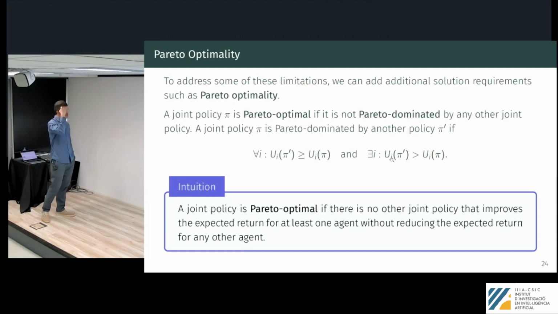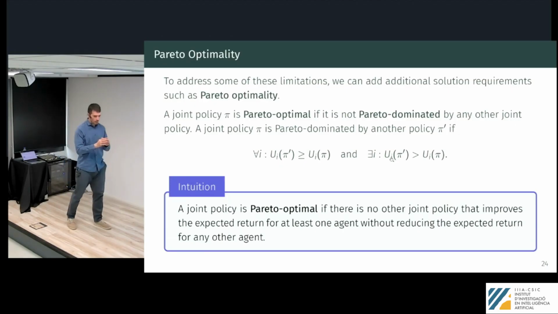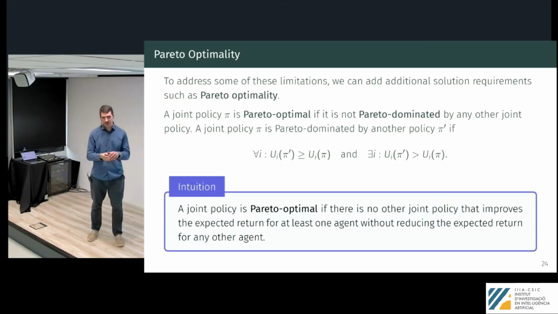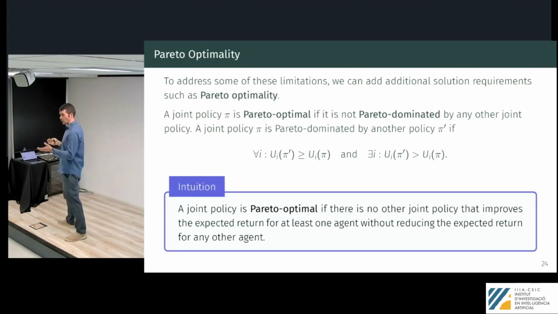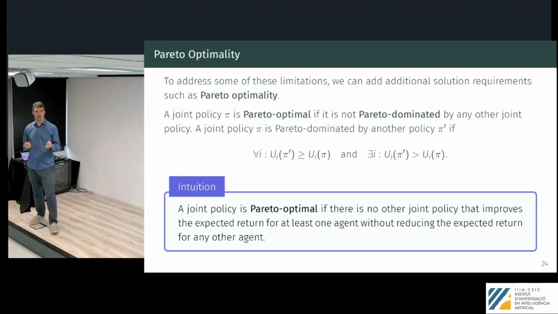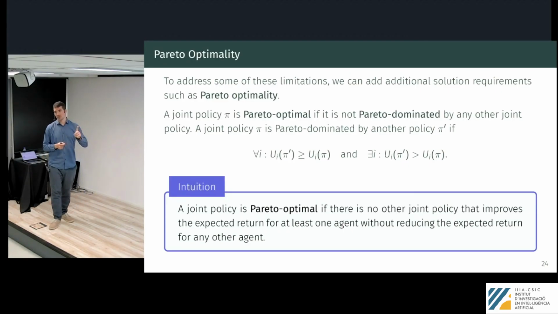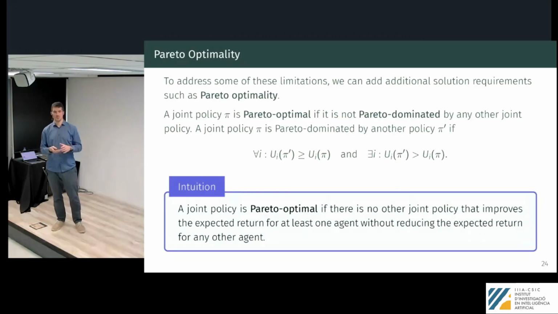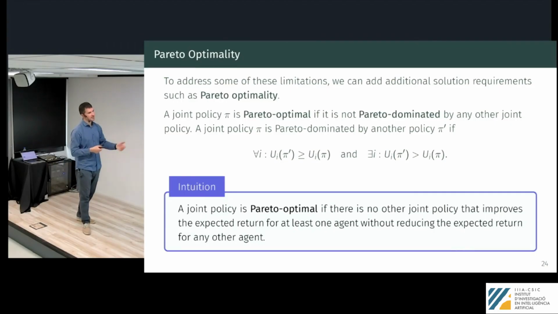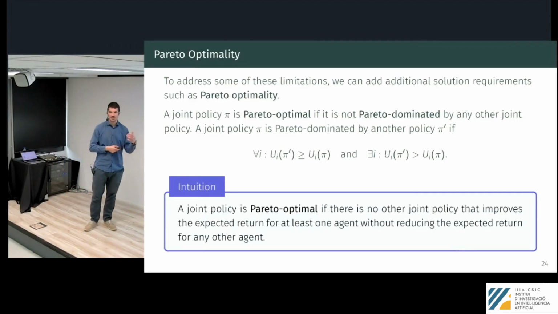Okay, so intuitively it means that we have a joint policy that gives everyone a certain expected return, and there's no other joint policy, no way of changing this, where at least one agent is better off without making anyone else worse off. That's what it means to be Pareto optimal. And this concept is actually used a lot in all kinds of optimization in economics. So it's not just here, it's useful for a lot of research.